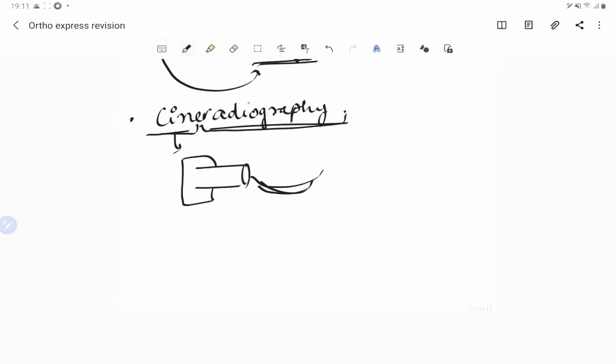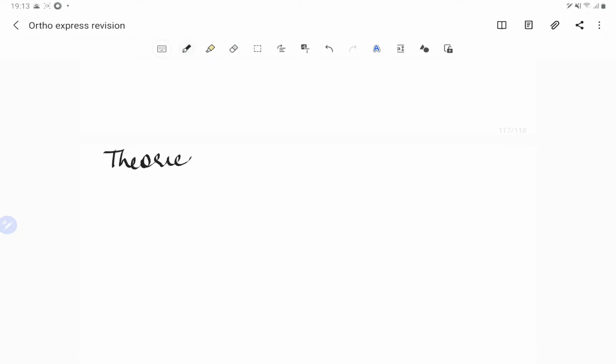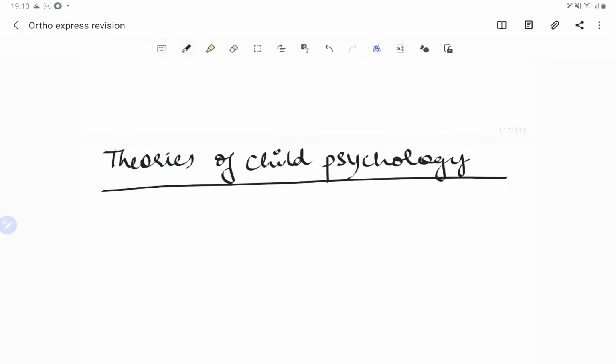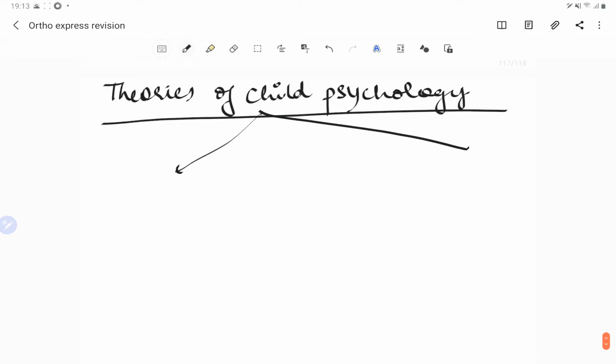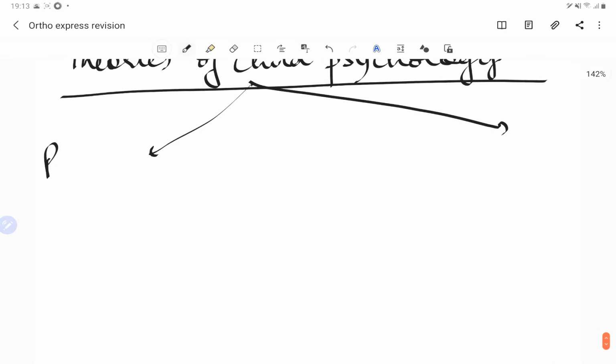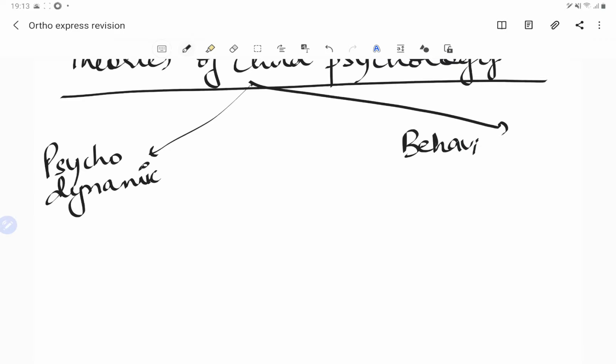Now guys, the last topic of today's lecture series is the theories of child psychology. Actually, it is supposed to be covered in the pedo lecture series, but let's just have a look at the theories of child psychology. We have two kinds of theories. One is the psychodynamic theory. The other one is the behavioral theory, or behavior learning theory.